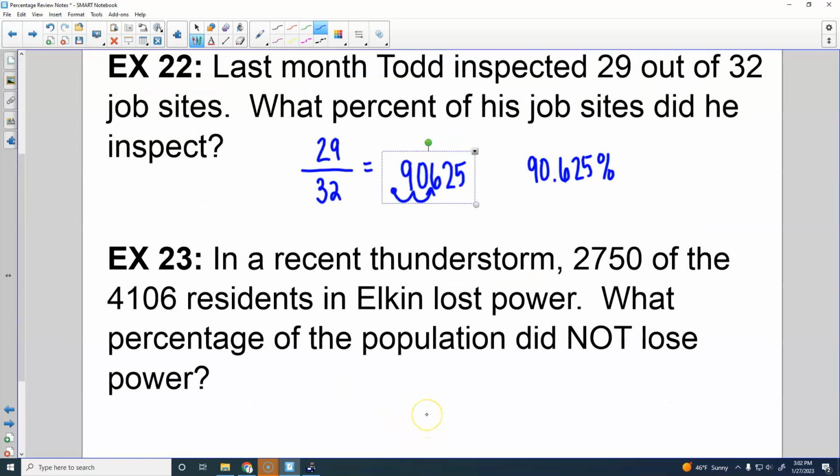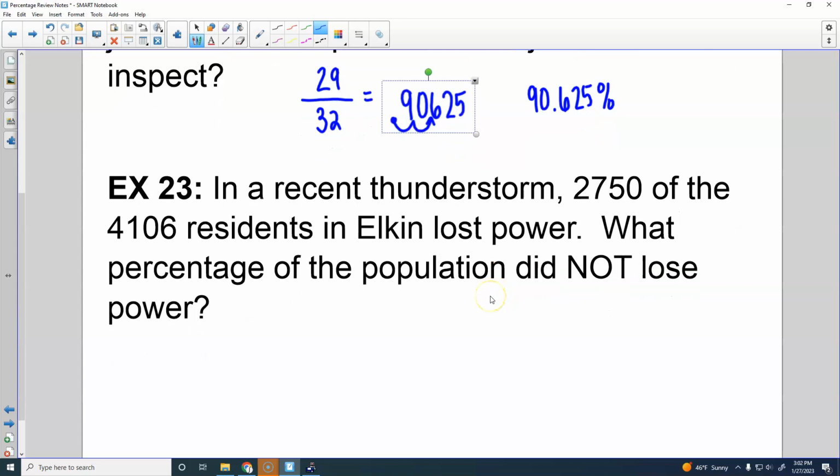It depends on how precise you want to be. You can leave it like it is, or a lot of times I usually ask you to round to the nearest tenth of a percent, so you would keep it like 90.6 there, or just keep the whole number, fine. All right. So in a recent thunderstorm, 2,750 of the 4,106 residents in Elkin lost power. What percentage of the population did not lose power?